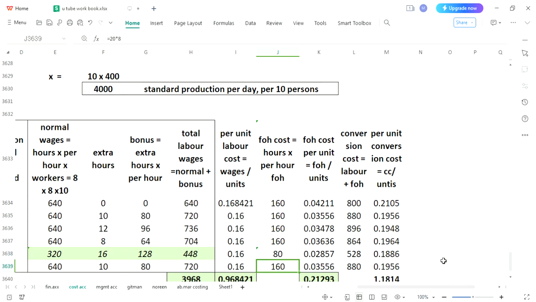So in this way we have got our FOH cost 80. Conversion cost would be calculated by adding FOH cost 80, and adding labor cost, which was 448.